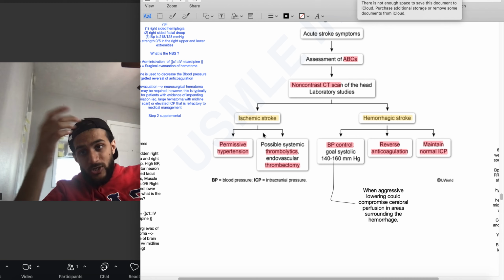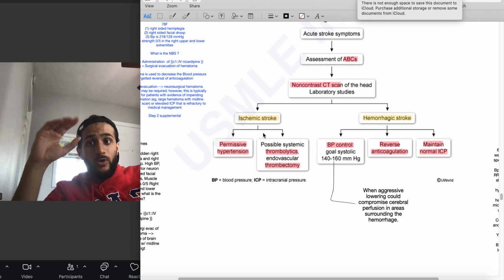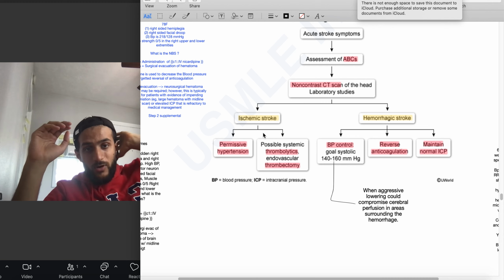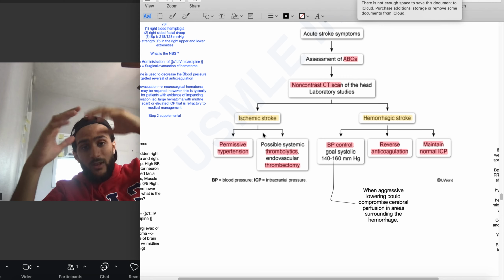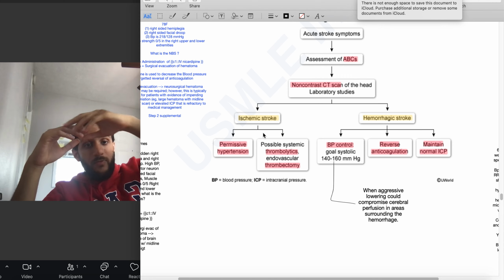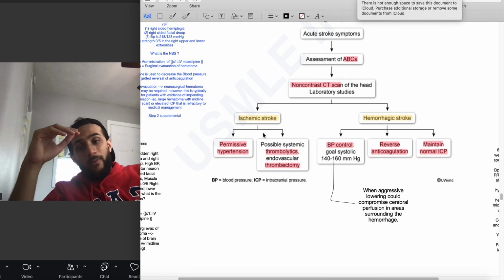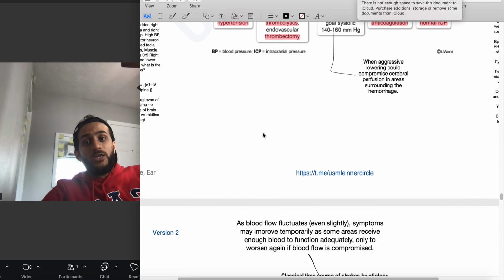Now, if it's hemorrhage, that's a bit of a different story. You want to keep the blood pressure not too high, at 140 to 160. If you aggressively lower it, it might compromise the cerebral perfusion in some areas. We also want to reverse anticoagulation and maintain normal ICP.